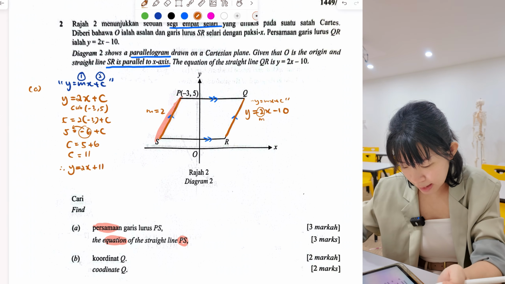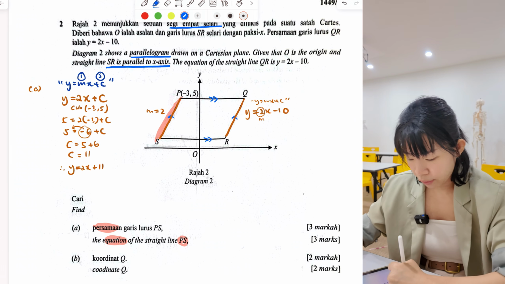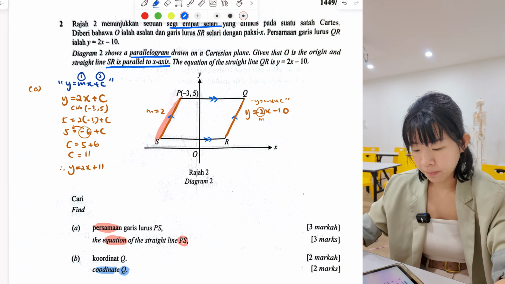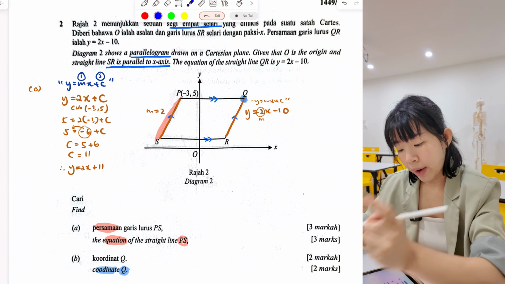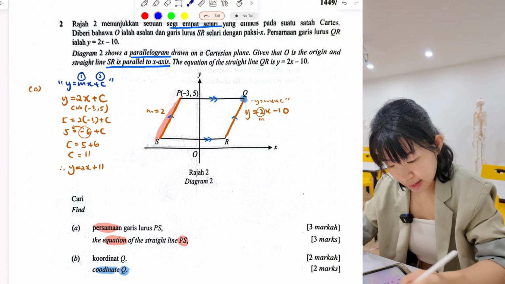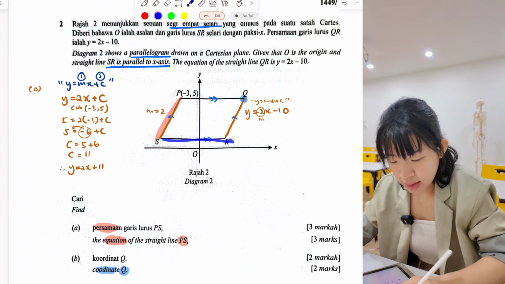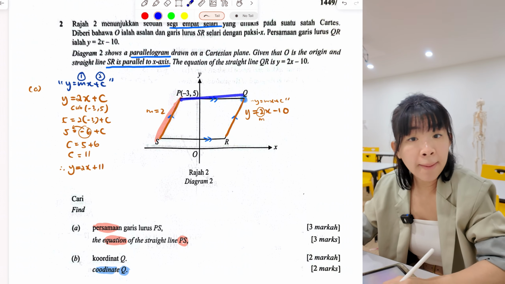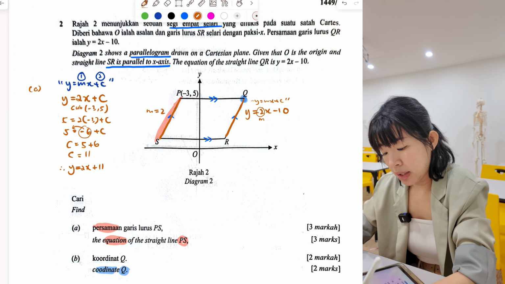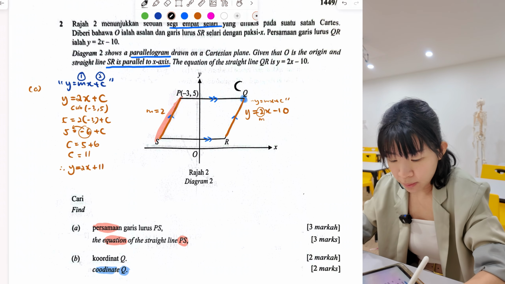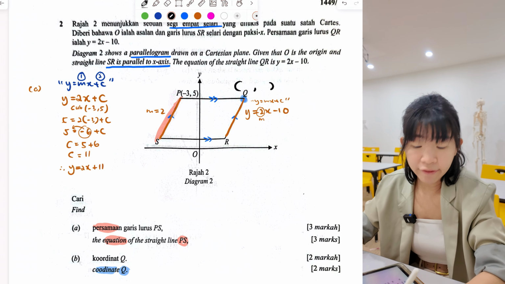Now B. The question asks for the coordinate of Q. Coordinate of Q here. From the start, they say that it is a parallelogram. So SR and PQ are parallel, meaning it is a horizontal line. Now we need to find the coordinate of Q. Coordinate means we will have x and y.